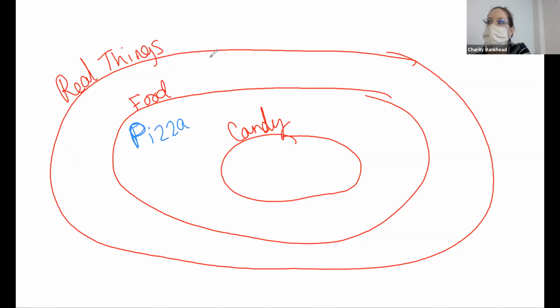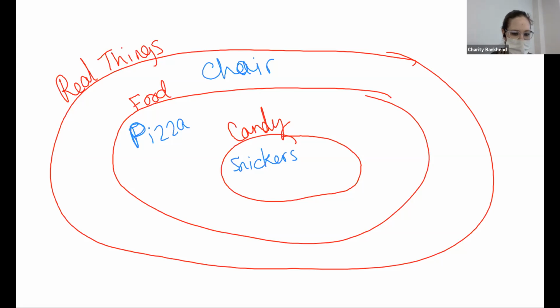If I was trying to classify the word chair, I would put it in there with real things, but not with food or candy. And if I had the word Snickers, I could put it in the candy blob. Snickers is a candy, it's also a food, and it's also a real thing. But once I write it in the small circle, it's already in all the bigger circles as well. So I don't need to keep writing it in every circle. But it is true that it is a food and it is a real thing. Does that make sense?